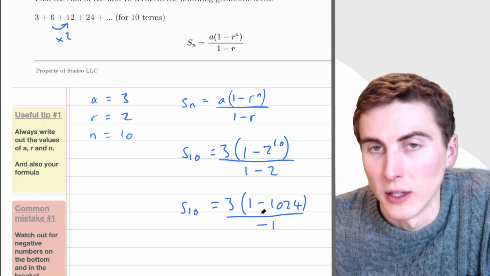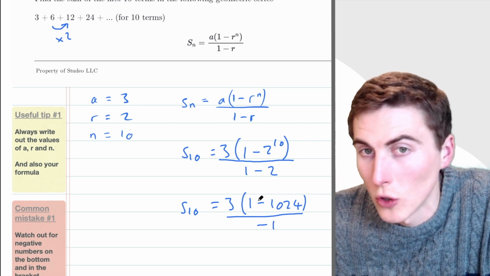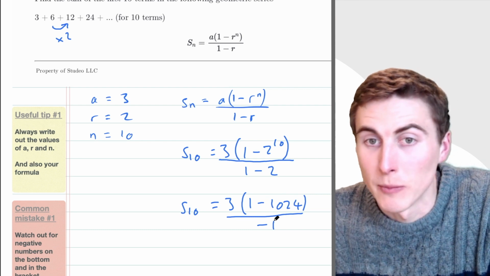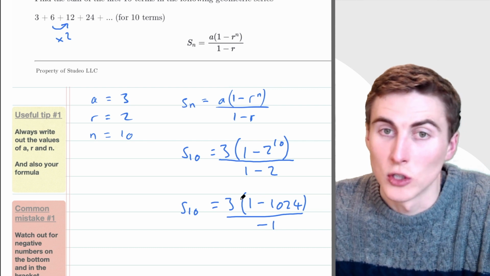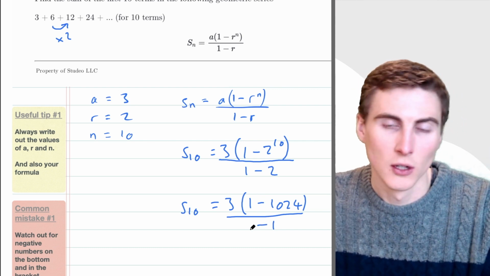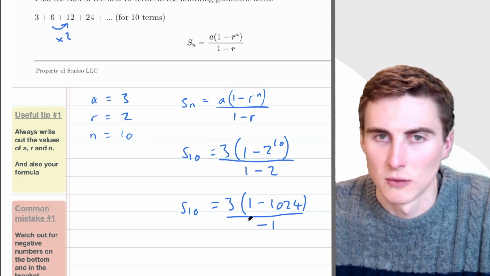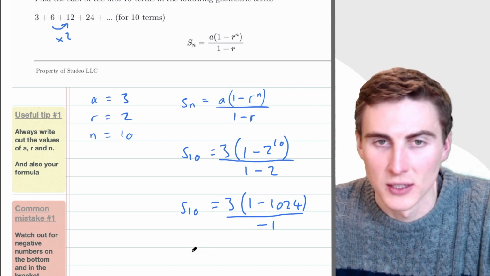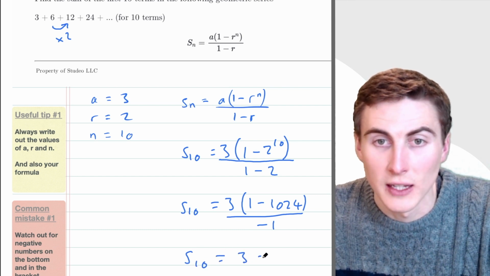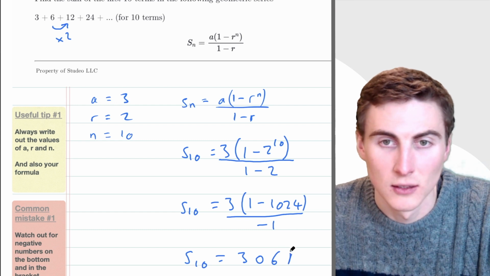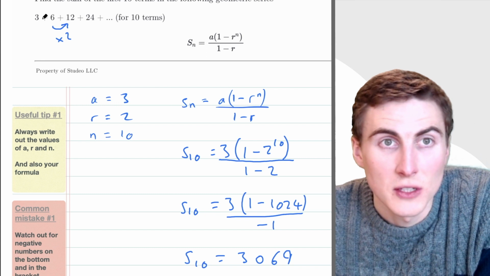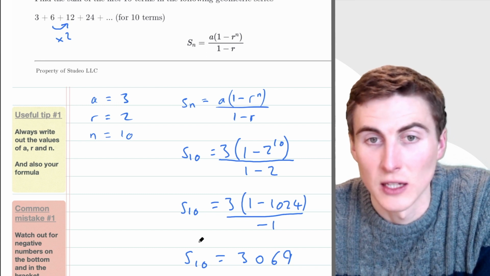And the thing to watch out for here is that on the top, the 1 minus 1024 will give you a negative number, and the minus 1 on the bottom is obviously negative. So when you divide them, you're doing negative divided by negative, and you'll get a positive answer. So just be careful with that, because it's a really easy mistake, but people do still make it. And overall, that gives us 3069. And that's it. So the sum of the first 10 terms of this sequence is 3069.